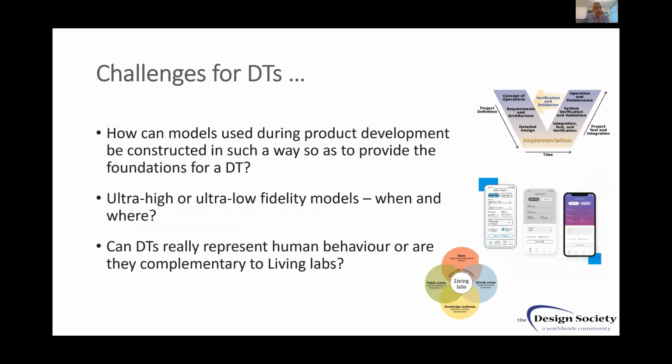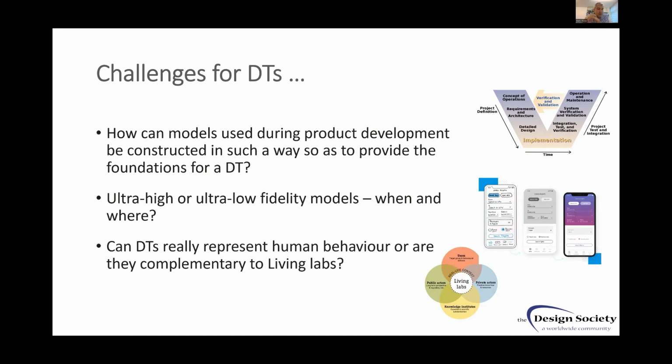Some further challenges there. The top one, which I alluded to earlier in the talk, questions being asked around how can models used during product development be constructed in such a way so as to provide the foundations potentially for a digital twin later in life, particularly where model-based systems engineering techniques are being used. Second one there is around ultra-high or ultra-low fidelity models. When and where do you need those, and why? Again, that's about the requirements of the digital twin system.